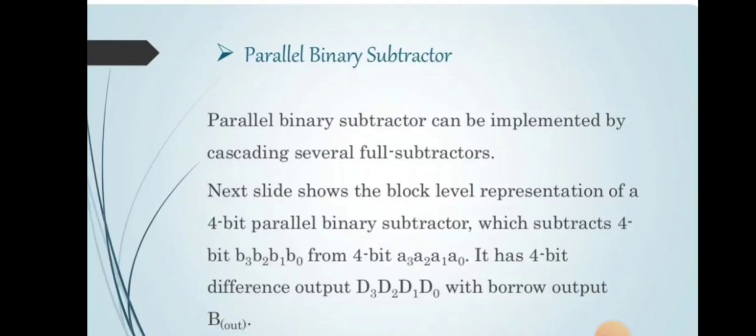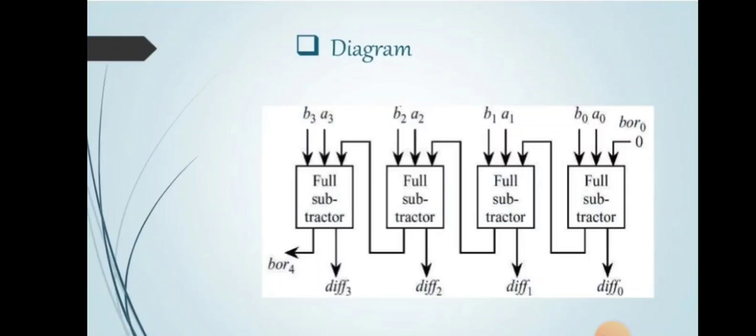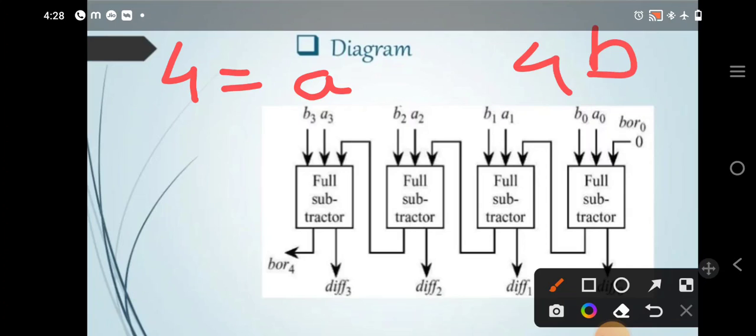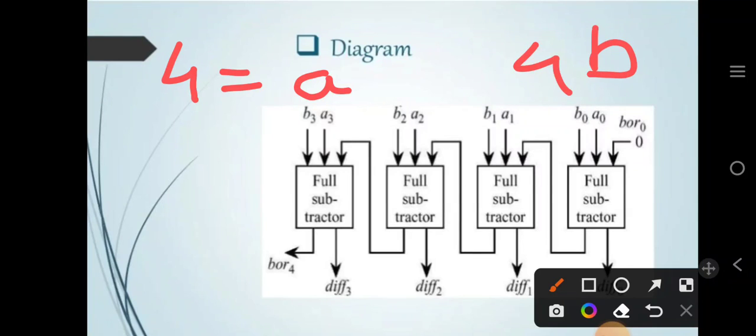It has 4-bit difference output D3, D2, D1, D0 with borrow output B out. Okay, so just consider 4 inputs are subtracted from 4 other inputs. So this subtraction can be implemented in this diagram. Here you can see 4 full subtractors. As you know, there are 4 bits of A and 4 bits of B. So total 8 inputs are there to these full subtractors. Here A0, A1, A2, A3. Then for the B, B0, B1, B2 and B3.